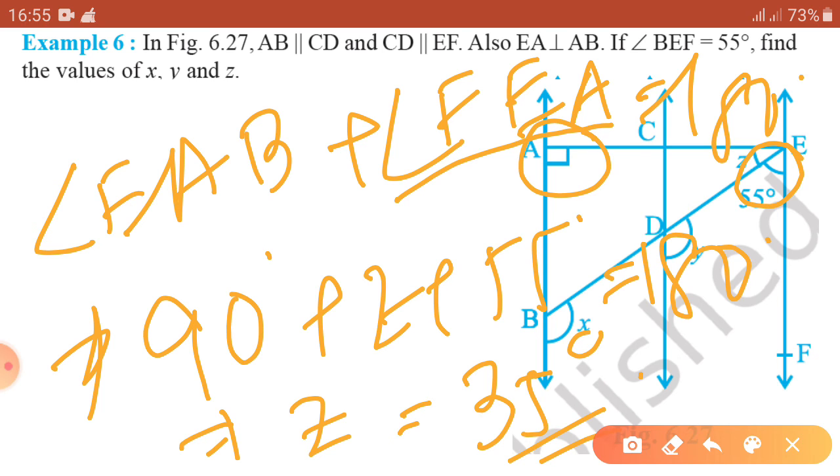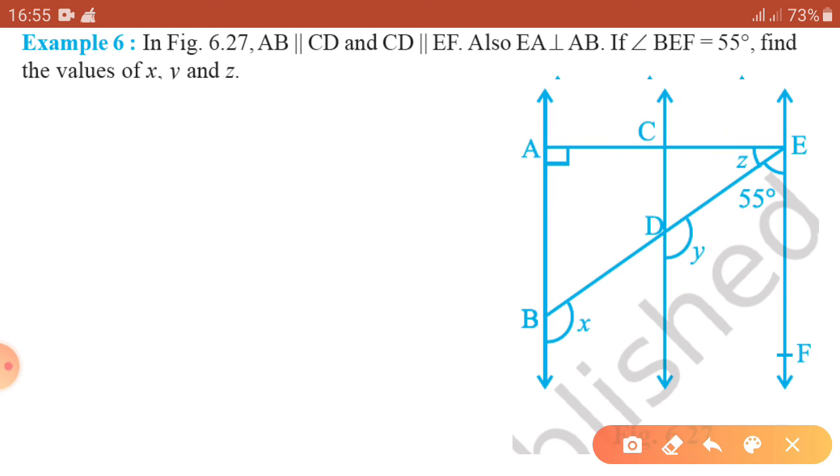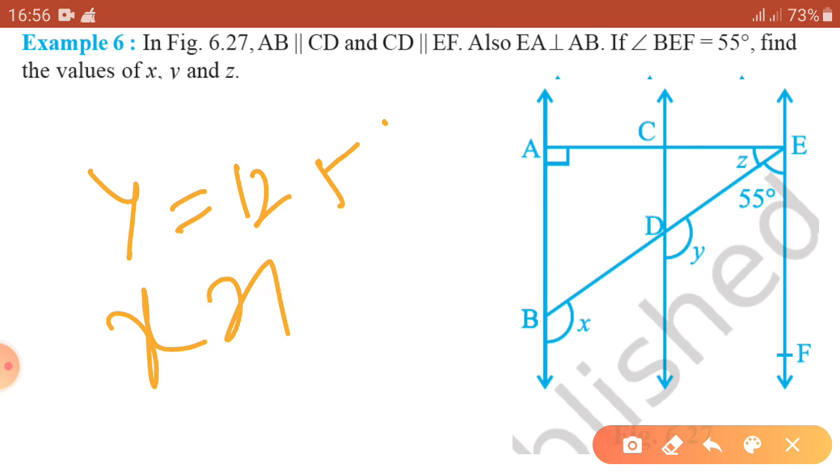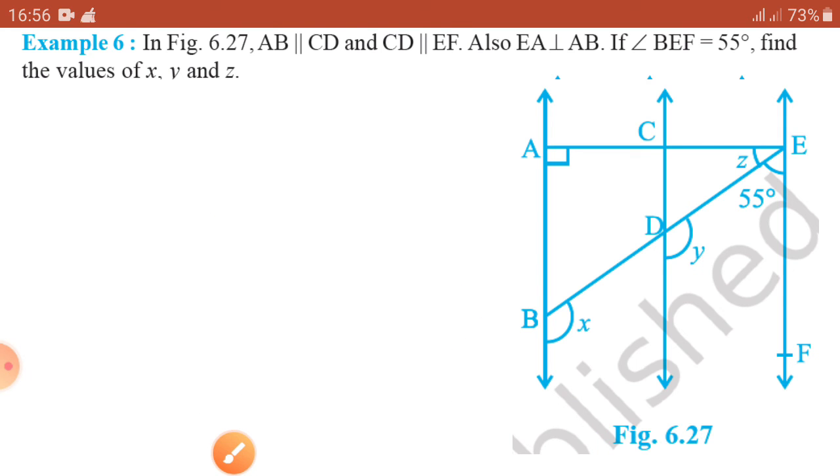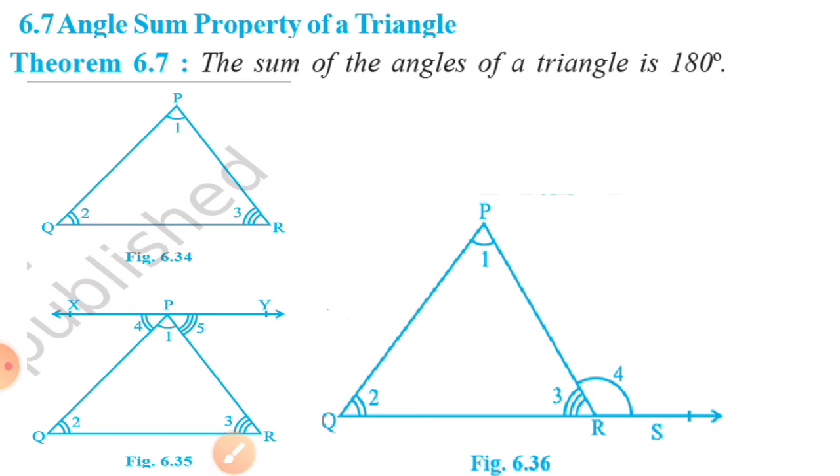Okay, so here the value of y is 125 degree, x is 125 degree and z is 35 degree. Got it? Okay, go to the next slide. Now we will be learning about the angle sum property of a triangle. Okay, so we are starting theorem 6.7.